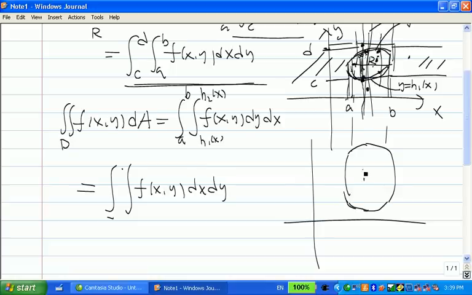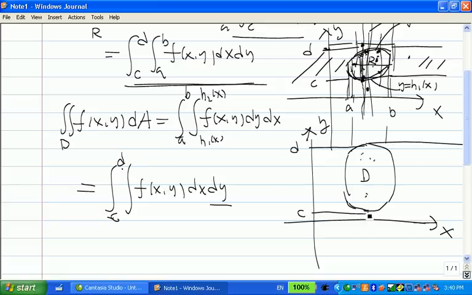So this is our region D. If dy goes outside, the first thing you need to do is project this region onto the y-axis. So these will be all the points here. The smallest y will be this point, we call it c, and the largest y for all the points inside will be d. So you put c here, d here. Everything in this strip.